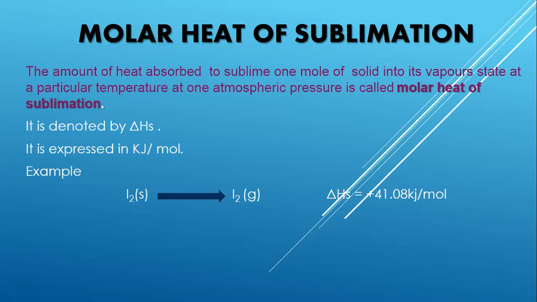Definitely, in that, more energy is required. It will absorb more and more energy for conversion of solid directly to gas state. It is denoted by ΔHs and measured in kilojoule per mole. Iodine is a substance that is a solid that can easily sublime, that is I2 solid. Iodine in solid form can be converted into iodine in vapor or gaseous state. In this, ΔH sublimation will be 41.08 kilojoule per mole.